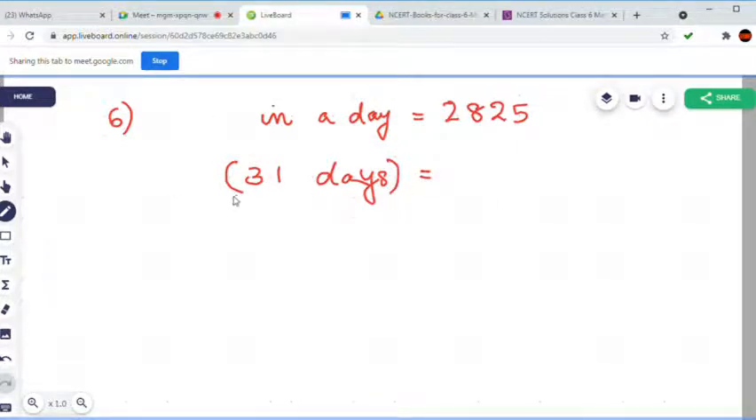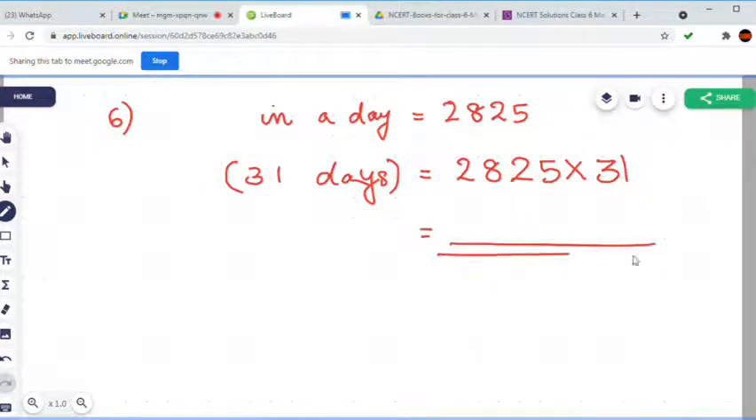Number of screws manufactured in January, in bracket you write 31 days. So in 1 day, you know, then we can find for 31 days by multiplying. 2,825 into 31. Do that calculation as a homework, and you give equal symbol and underline and complete that calculation as a homework. The calculations you can do in your working column.